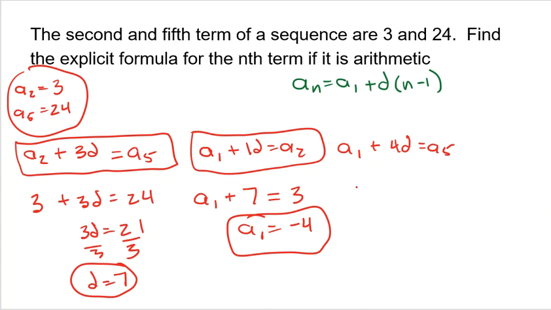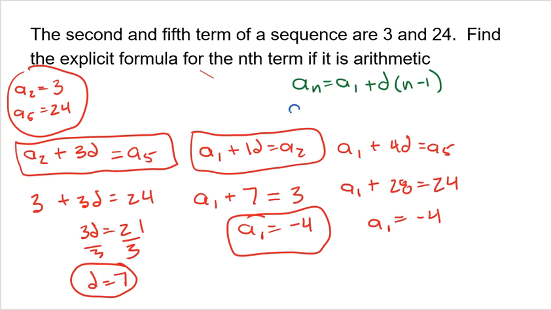So I just want to show you this other one works as well. So the first term plus 4 differences, well, I know the difference is 7, so 4 differences would be 28. 4 times 7 equals 28, the fifth term is 24. And then again, subtract the 28 over, guess what? You get -4. So either way it shakes out, you get -4 for that first term.